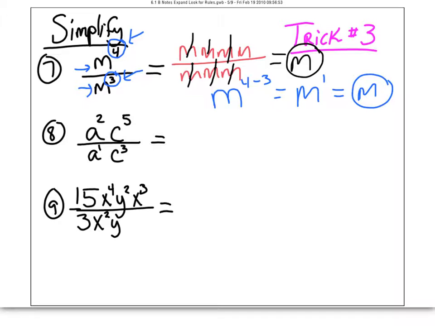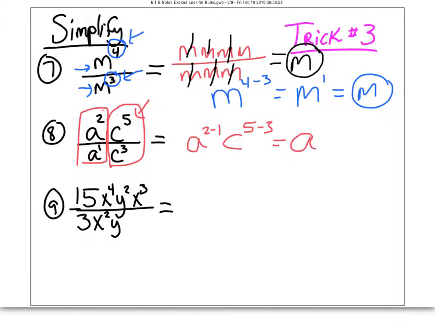So if I don't want to use expansion, if we look at number 8, what I could do is say, okay, those are 2 a's, so I'm going to do 2 minus 1. And then these c's match up, and I do the top number first, so it's c, 5 minus 3. If you simplify, 2 minus 1 is 1, 5 minus 3 is 2. What I would type into Schoology would be a, c, caret 2.